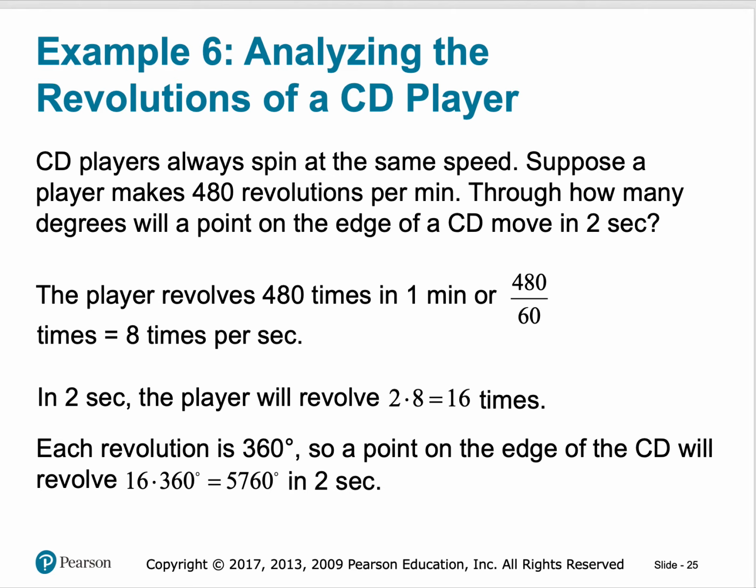If I want to find the degree measure for how many degrees it's spinning through, I would take that 16 and multiply it by 360 so that it spins 5,760 degrees in 2 seconds, which is pretty quick.